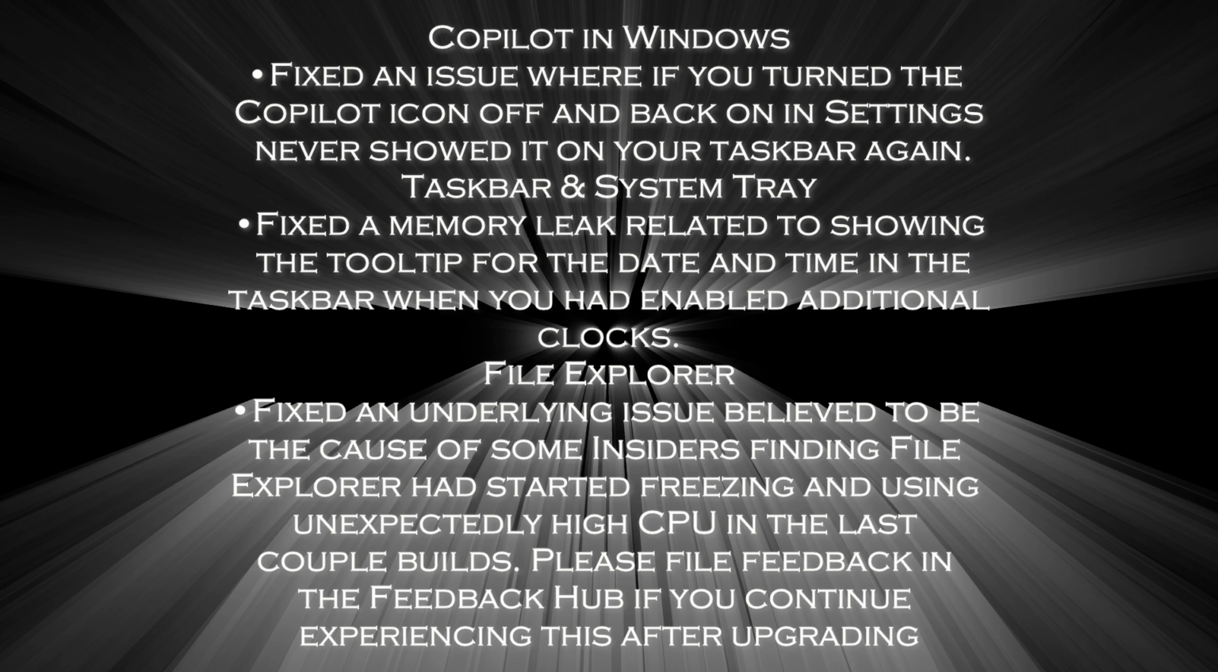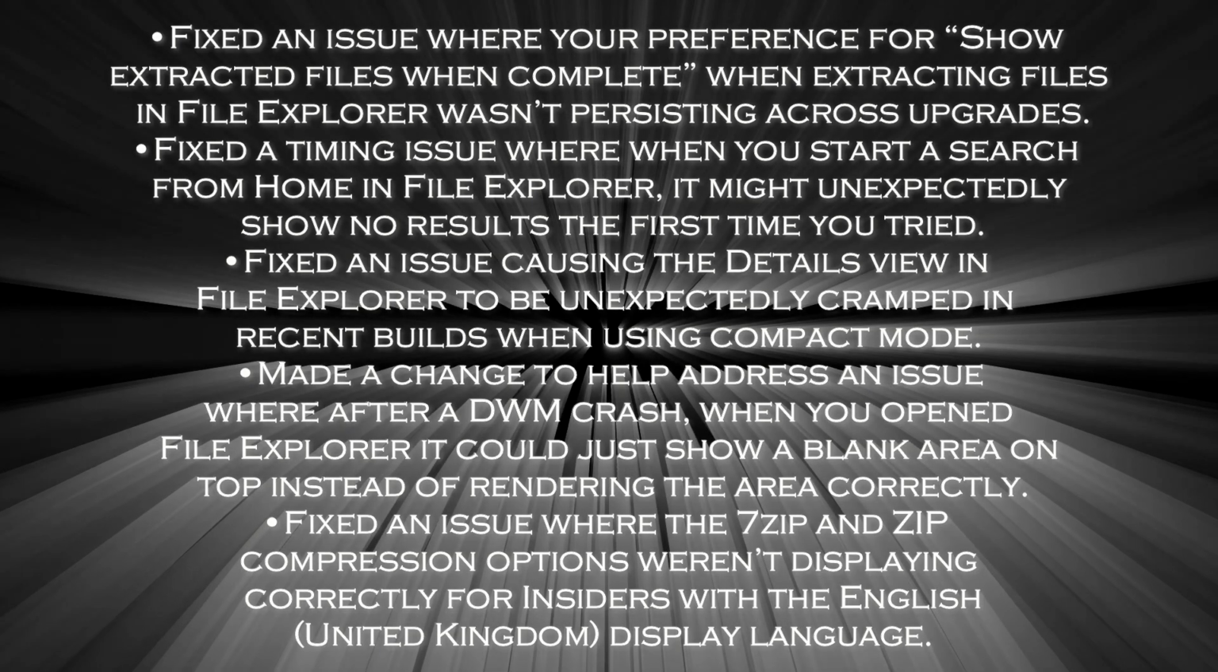File Explorer. Fixed an underlying issue believed to be the cause of some Insiders finding File Explorer had started freezing and using unexpectedly high CPU in the last couple builds. Please file feedback in the Feedback Hub if you continue experiencing this after upgrading. Fixed an issue where your preference for Show extracted files when complete, when extracting files in File Explorer, wasn't persisting across upgrades. Fixed a timing issue where when you start a search from Home in File Explorer, it might unexpectedly show no results the first time you tried.